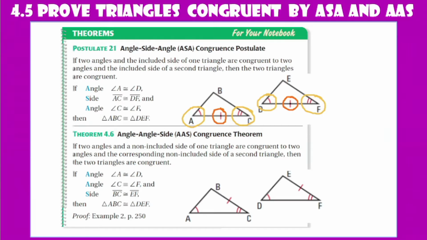And for the angle-angle-side, same thing for the angles. We've got two sets of angles congruent. But this time it's not the side that's between the angles. It's one of the other sides that is congruent. That's called a non-included side. Two angles and a non-included side, congruent to two angles and a non-included side. That's an angle-angle-side. And this one's a theorem because we have enough that we could prove this one.